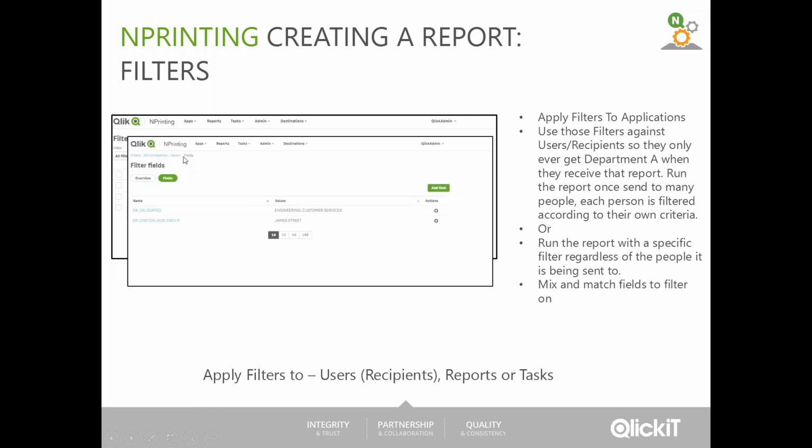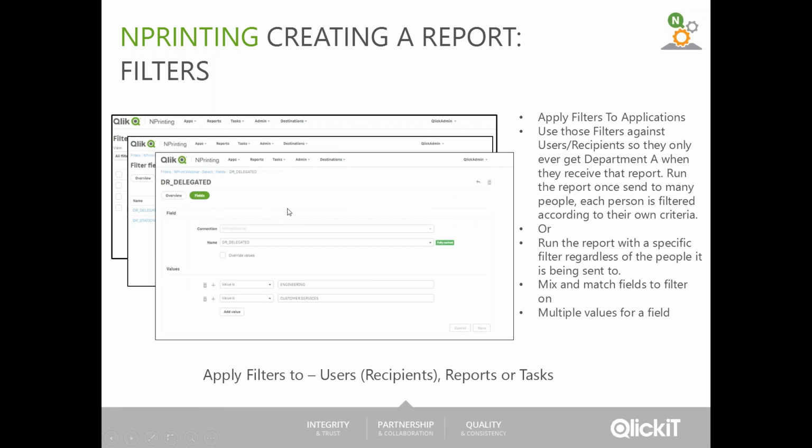When you're defining filters, you don't have to just create a filter based on one field. You can choose multiple fields if you want. So here I'm choosing a delegated field and having values of engineering and customer services, and also a subgroup with a particular value of James Street. And then, as I've just shown, you can also, within each of those fields, have multiple values. Those are filters.